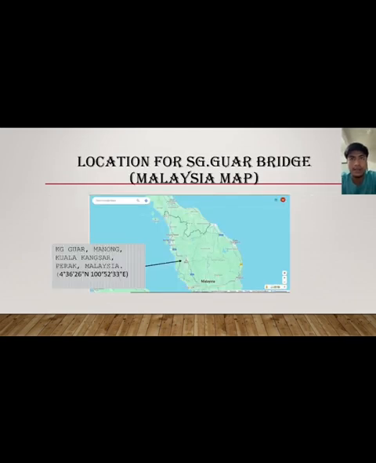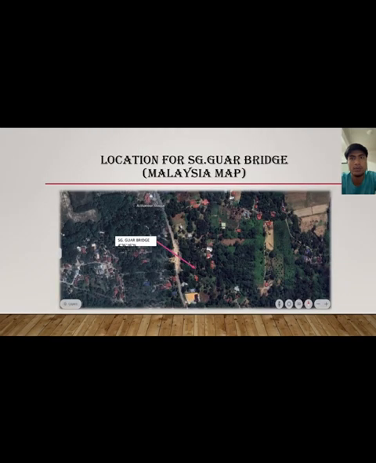This is the location of Sungai Gua Bridge. This is the Malaysia map, where we can see the arrow showing the location of Sungai Gua Bridge. This is the coordinate of the bridge. This is the detail of the location of Sungai Gua Bridge.